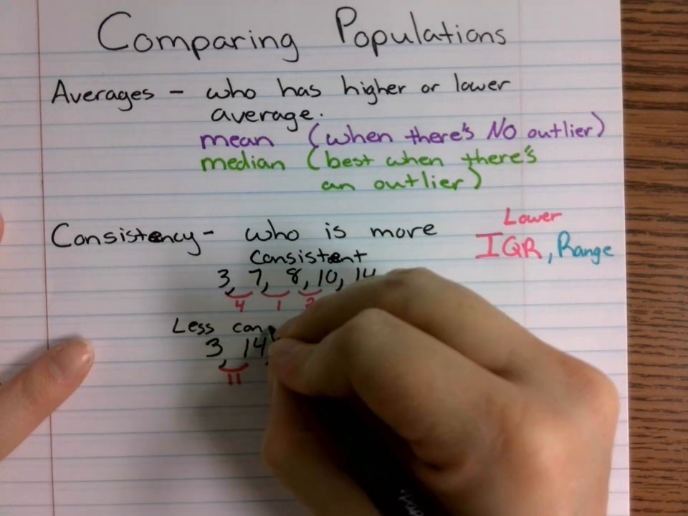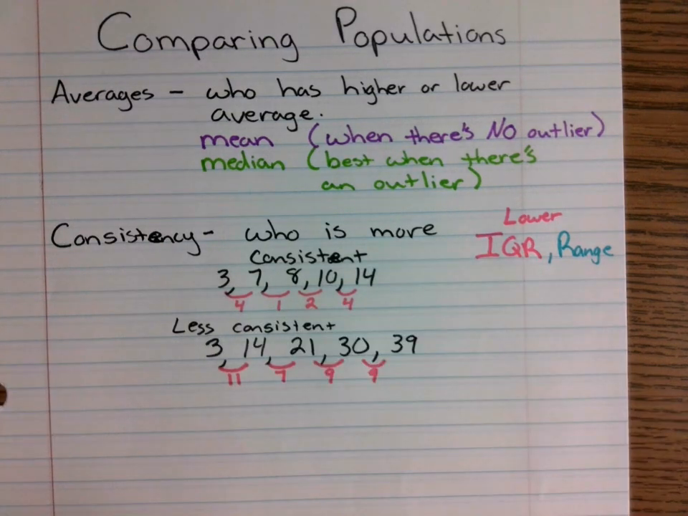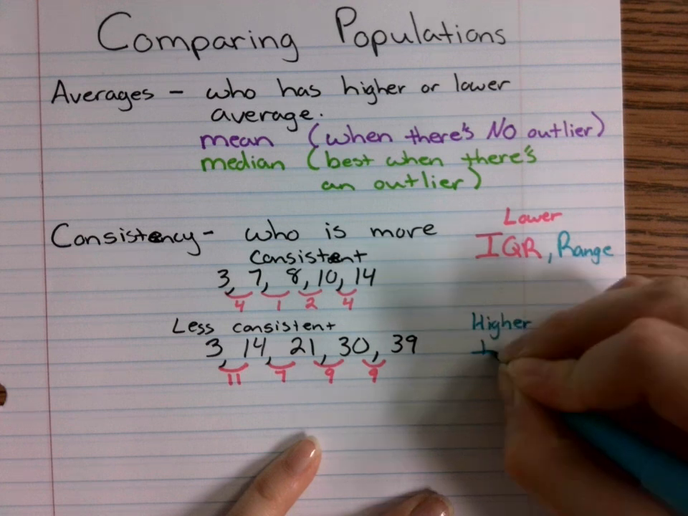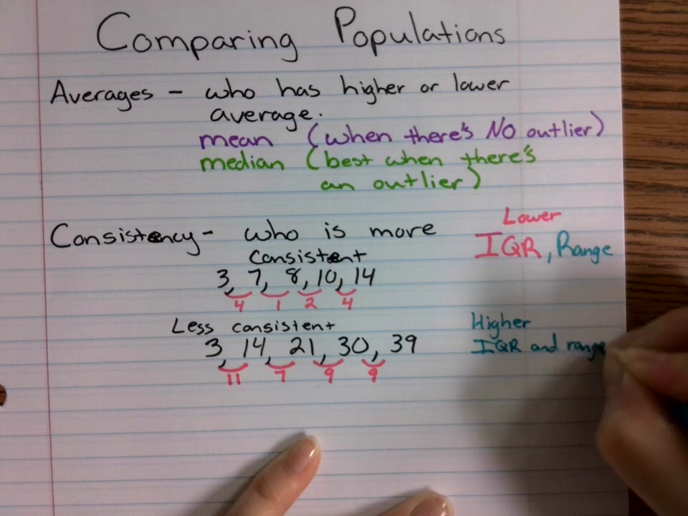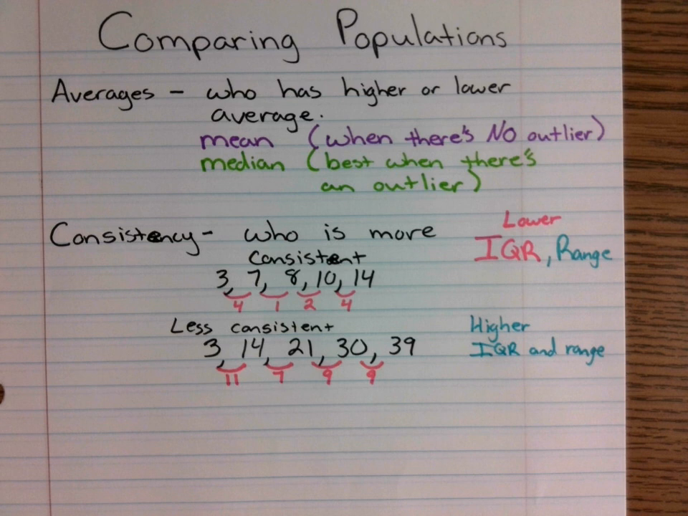Less consistent is going to have a higher IQR and range. So it's important to understand those terminologies so that when we're doing a comparison between two data sets, two populations, the way that we compare them is we first focus on who performed better on average and who is more consistent, meaning that we're going to be able to use their data to make a reliable prediction.